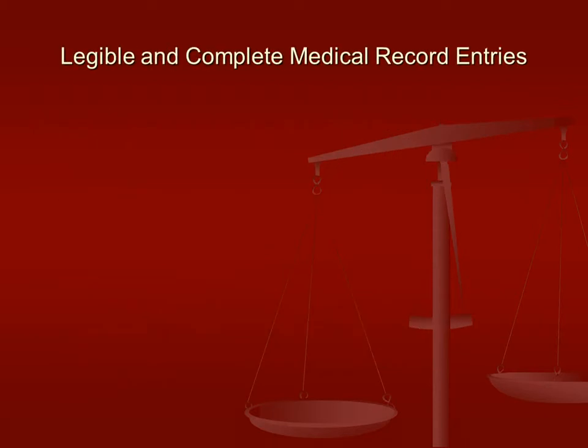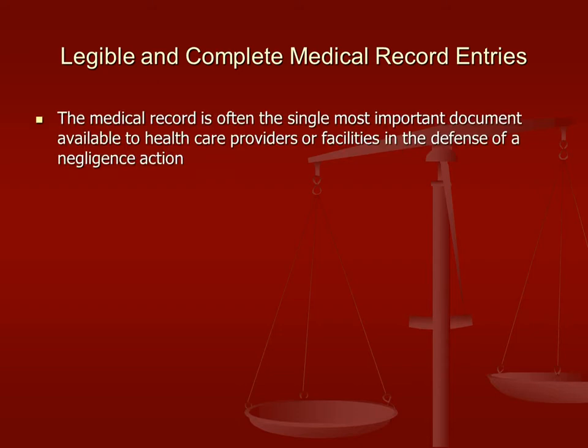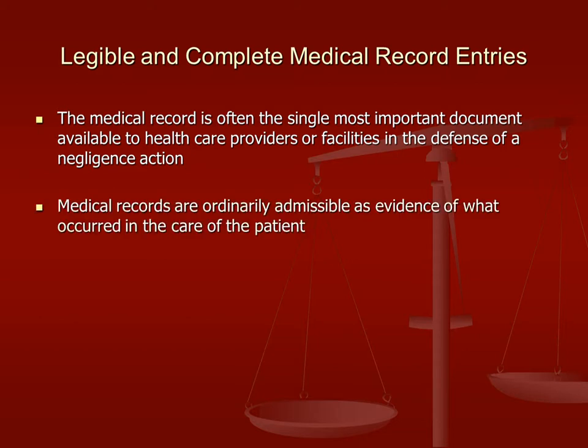Now let's look at legibility and completeness of the entries. And this is kind of like a broken record, I understand, but the medical record is usually the most important document available to the healthcare providers to defend in a case or a malpractice action if it's brought. Now, medical records are ordinarily admissible as evidence of what actually occurred in regard to the care of the patient. And we're going to define some of these things. Admissible means it's able to be used in court as evidence.